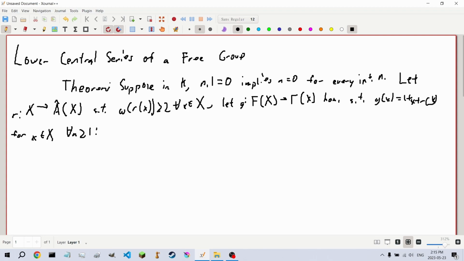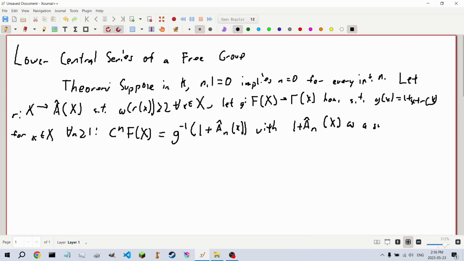For all n at least 1, we have that Cn, the nth lower central series of the free group on X, is the inverse image under G of the subgroup 1 plus A hat n of X, the nth Magnus piece, as a subgroup of Lambda of X.